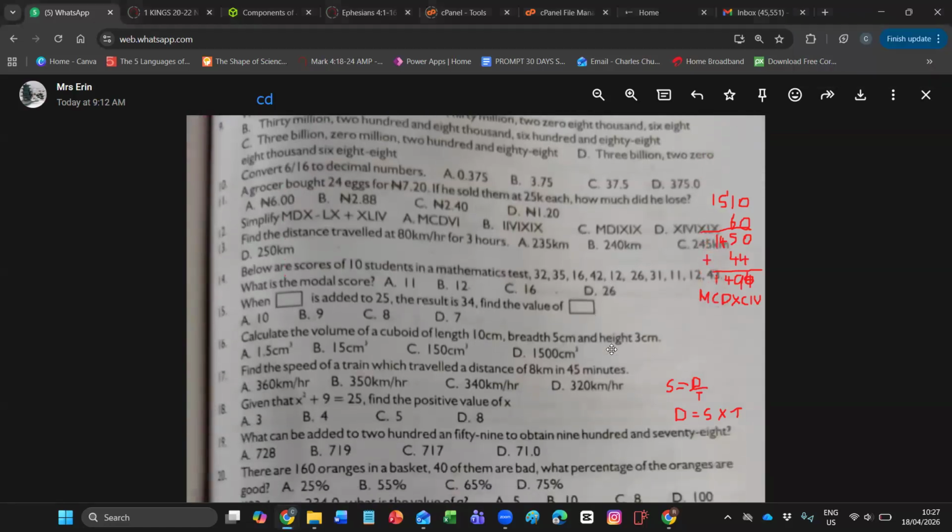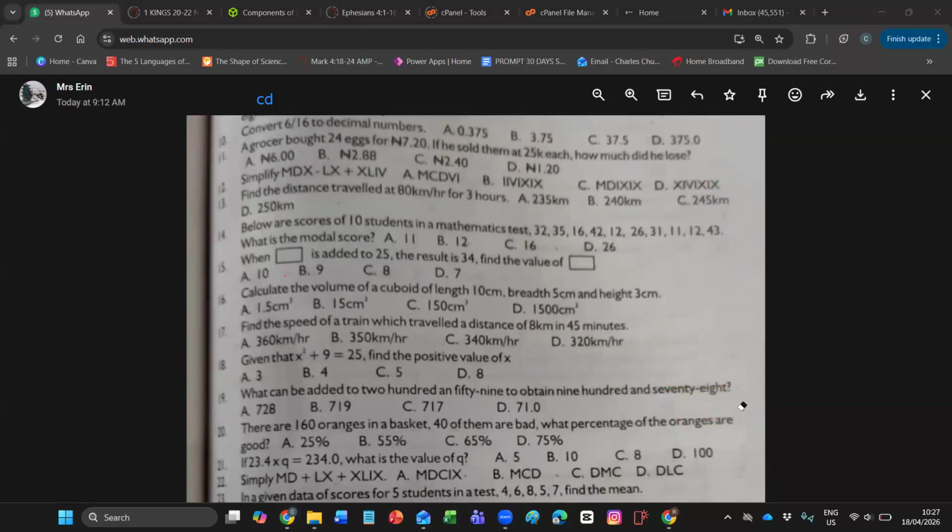Okay, now 17. It's a miracle if we can do 17. Find the speed of a train which traveled a distance of 8 kilometers in 45 minutes. First we'll change the 45 minutes to hours. When we change it to hours, that will be 45 over 60. Then we'll do 8 kilometers over 45 over 60.